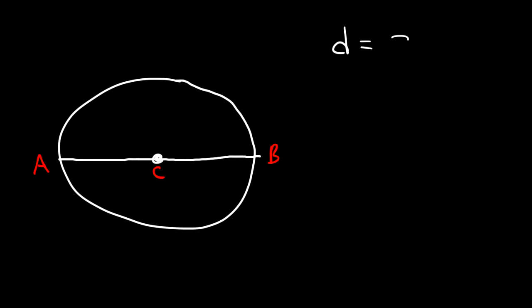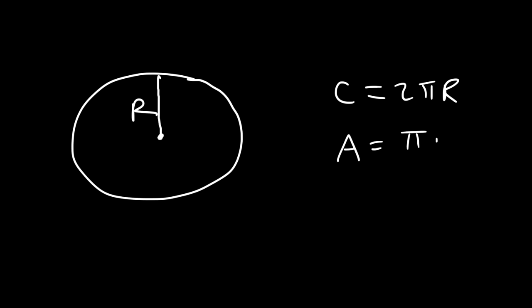The diameter of a circle is equal to twice the radius. So CB represents the radius of a circle, and AC represents the radius of the circle. So this is also the radius of the circle. Anytime you draw a line segment between the center of a circle and any point on a circle, that represents the radius of the circle. Now, if you know the radius of a circle, you can easily calculate the circumference and the area of a circle. The circumference of a circle is 2 pi r, and it represents basically the perimeter around the circle. So that's the circumference. The area of a circle is pi r squared.